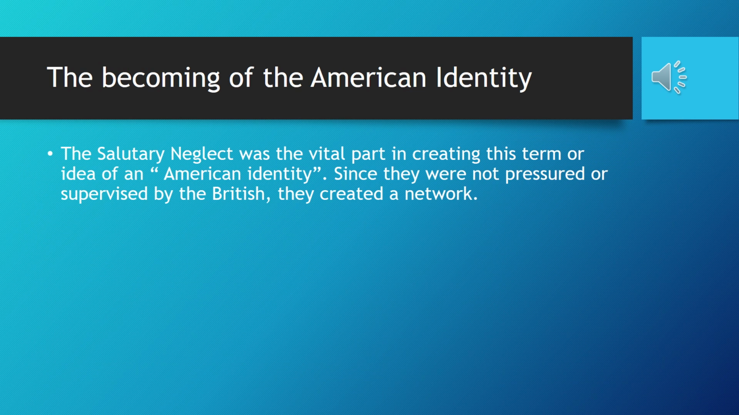The becoming of the American identity. The salutary neglect was a vital part in developing this idea of an actual American identity. Since the colonies weren't being pressured or supervised by the British, they were able to create a network within the colonies between themselves. The people of the colonies began looking to each other for help instead of directly looking to England, the mother country. This allowed them to begin to realize who they really were, and this sense of identity came into play inside the colonies.